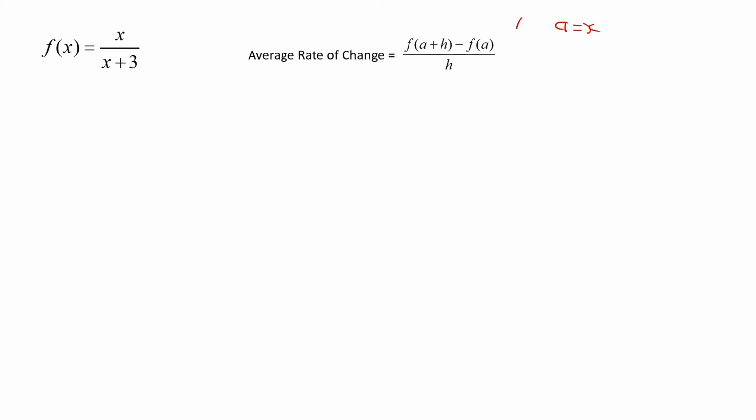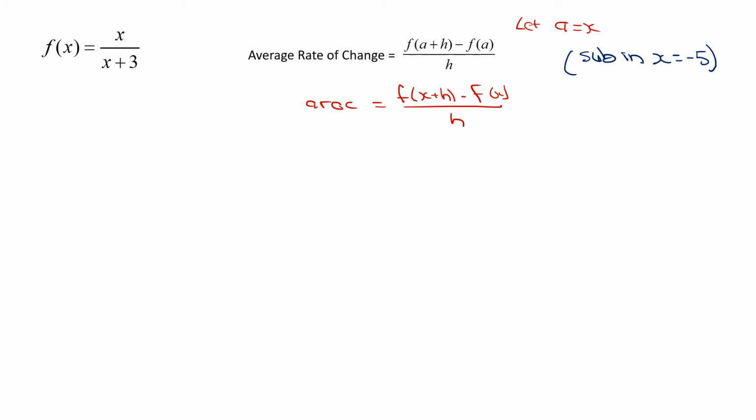Let a equal x to change it. So I have average rate of change here equals f at x plus h minus f at x all over h. Now you could also sub in x equals -5 here. We're not going to do that.